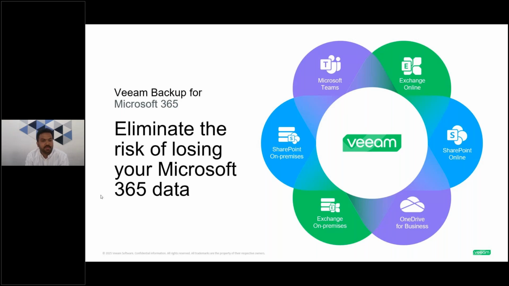So let's see how Veeam is going to help protect your M365 data. It's all about eliminating the risk of losing your data. Veeam will help you back up Exchange Online, which is mailbox data, SharePoint Online, OneDrive for Business, and even your Teams data and team chats. If it's a hybrid setup, you can also back up Exchange on-premises and SharePoint on-premises. So with Veeam, you can protect your entire M365 infrastructure, including hybrid.